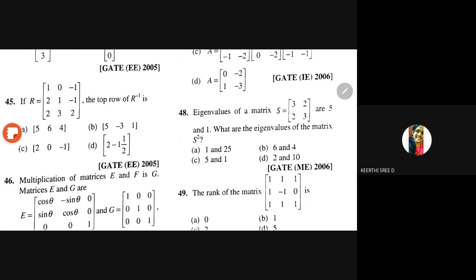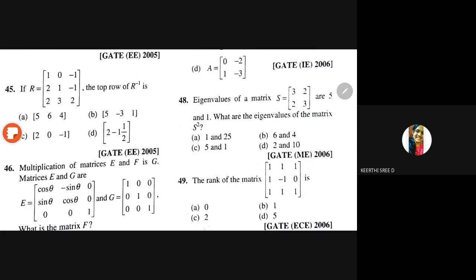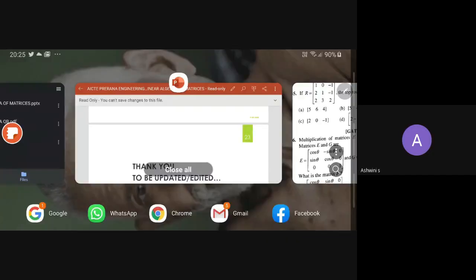This matrix, 47 we talked about. No, 48. Eigenvalues of the matrix are 5 and 1. What are the eigenvalues of the matrix S square? Can anyone tell? Is there anyone there? Can anyone respond? 25 and 1.